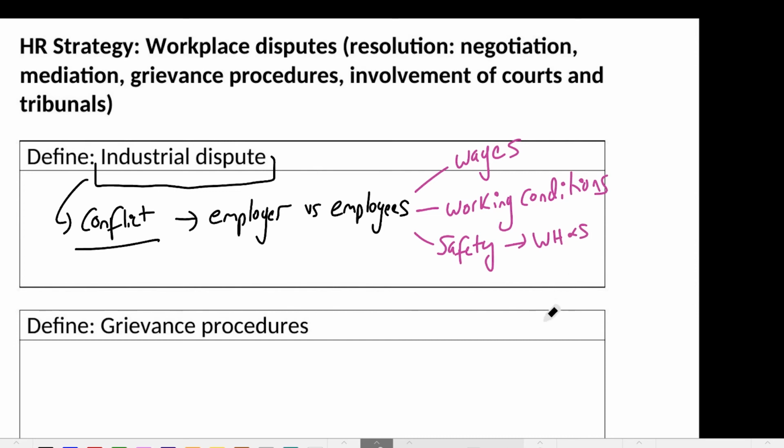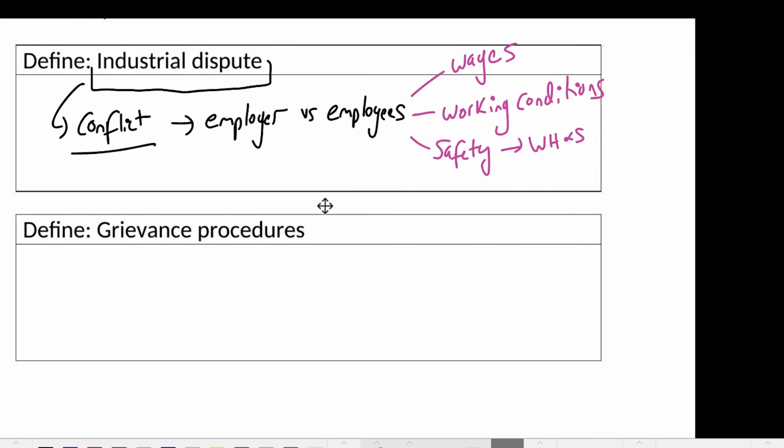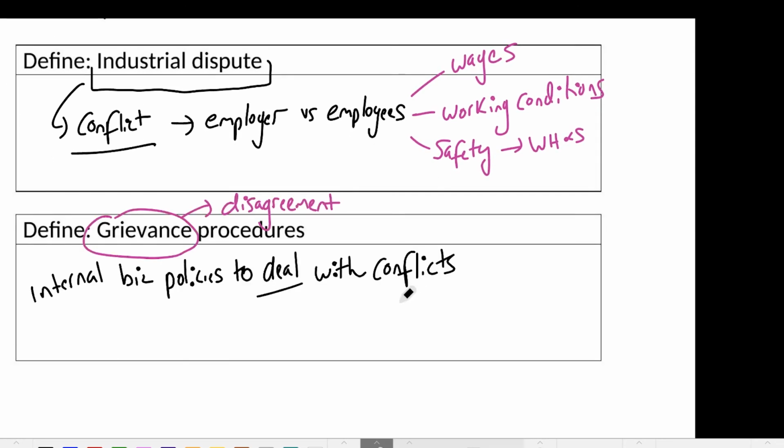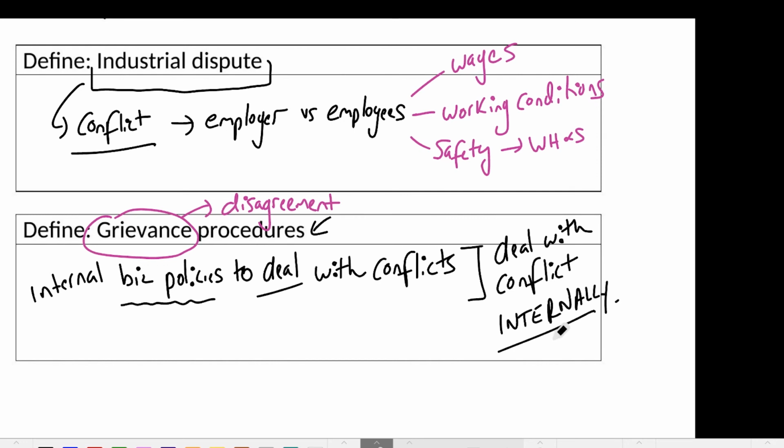As part of an industrial dispute, we can also look at this idea of grievance procedures. These are internal business policies, internal procedures that are there to deal with conflicts. So what we are trying to do with this process, a business is trying to deal with it internally through the organisation, not looking to other people.